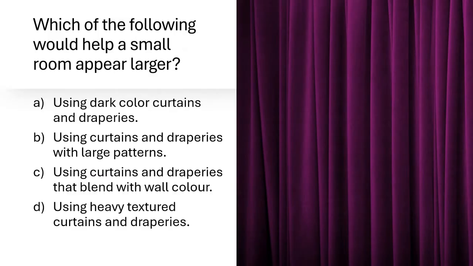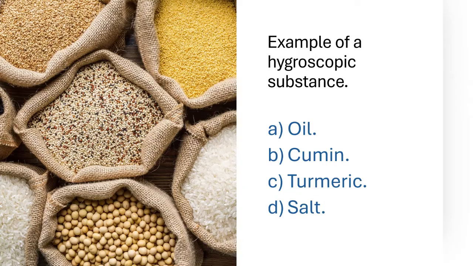Next, which of the following would help a small room appear larger? A, using dark color curtains and draperies, B, using curtains and draperies with large patterns, C, using curtains and draperies that blend with wall colors, and D, using heavy textured curtains and draperies. So the correct answer is using curtains and draperies that blend with the wall color. C. That's the correct answer. When the draperies or the curtains match with the wall colors, then a small room also appears larger.